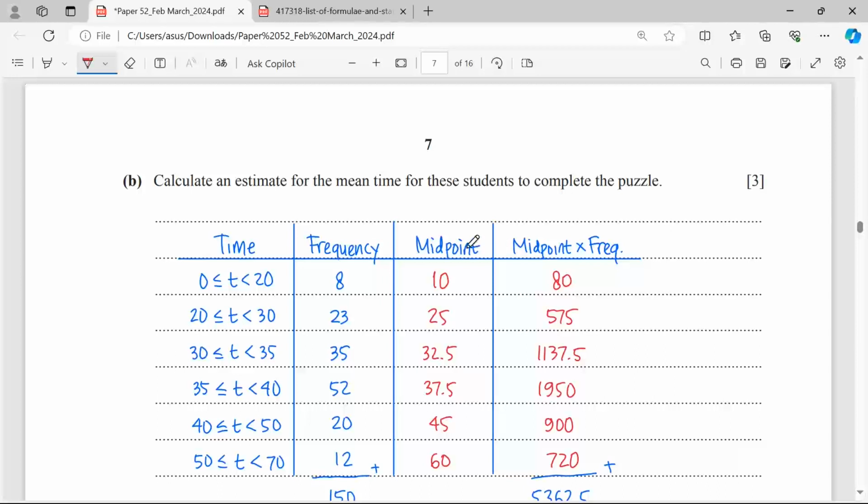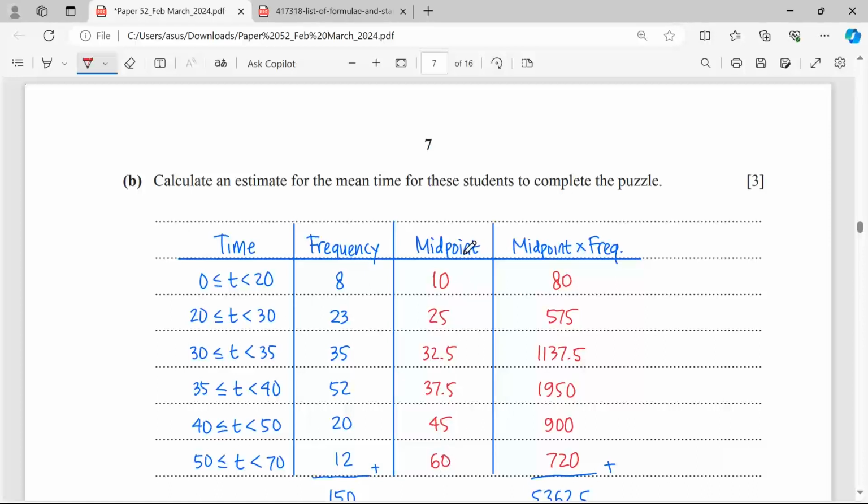Now you have to find the midpoint first, the midpoint for each class. For the first class, 0 until 20, the midpoint is 10. How to find this 10? You can do 0 plus 20 divided by 2, and you will get 10. For the next class, that means 20 plus 30 divided by 2, which is 25, and so on.